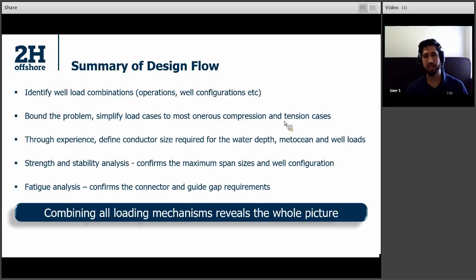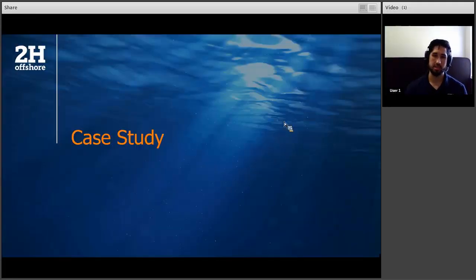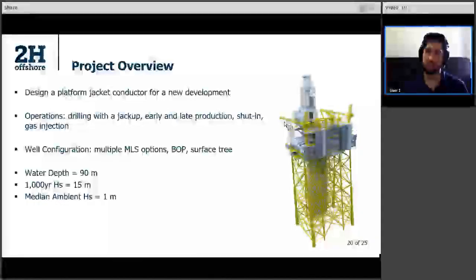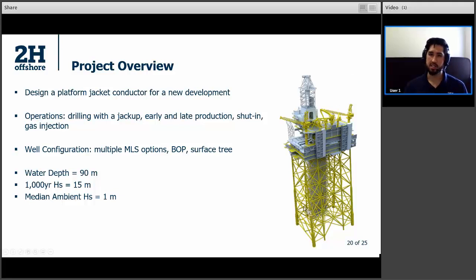So just going into a case study of how that potential process may work and may flow. Just looking at design of a platform jacket conductor for a new development. So this is the one on the right here. The jacket, as I said before, is in yellow, and the conductors are in grey through the middle here.